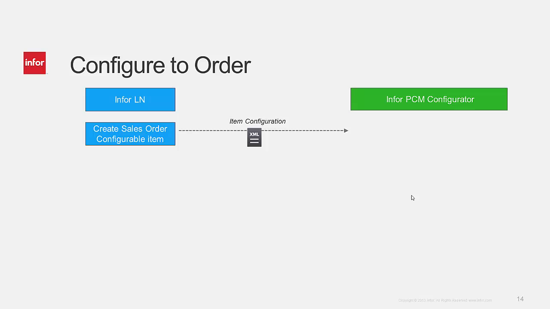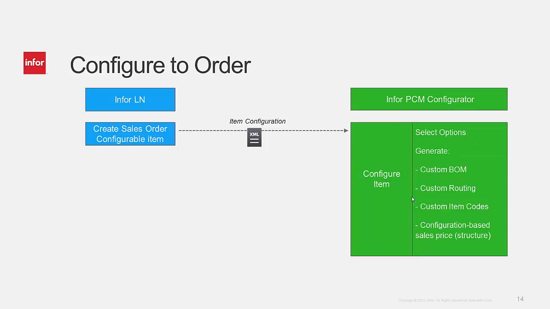At that point in time, the Infor PCM configurator is started and the customer can perform its configuration within PCM. In the background of item configuration, a custom BOM, routing and configuration-based sales price structure will also be generated. In addition, PCM can also take care of the creation of custom item codes and custom item descriptions.